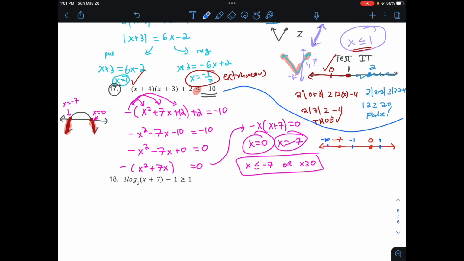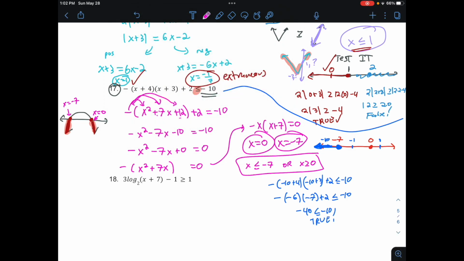So if we go through and test each of these, we can test them in our original inequality. Say I do negative 10 plus 4, negative 10 plus 3, plus 2, less than or equal to negative 10. I'm expecting this to be true. That's negative 6, that's negative 7, plus 2, less than or equal to negative 10. Negative times positive 42, so negative 40 less than or equal to negative 10. True. So this works, so I can go this way. Okay, that's all good. Now I'll test negative 1.